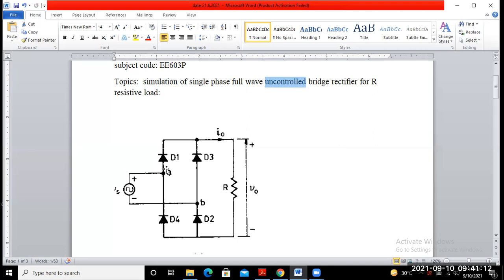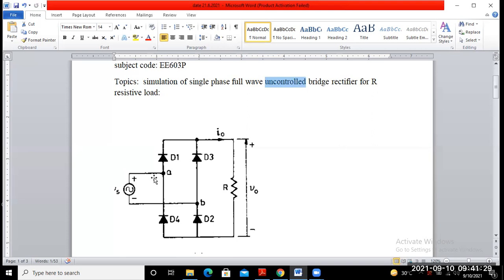from 0 to pi. That means diodes D1 and D2 are in forward bias from 0 to pi. Okay, so this is where conduction starts.